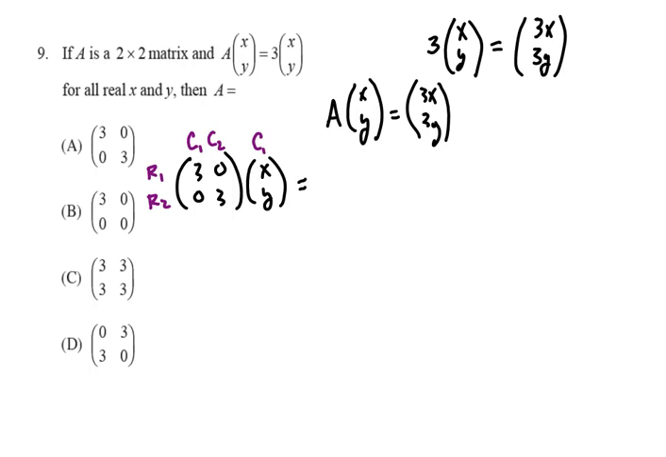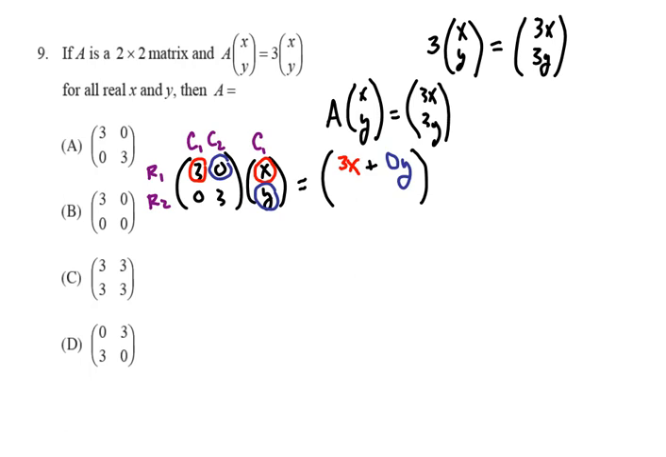Okay, so basically we're going to multiply 3 times x and then add to that 0 times y. So we've multiplied the first element in the first row times the first element in the first column. Then we multiplied the second element in the first row times the second element in the first column of the second matrix there. And we're going to do the same thing. Then we're going to move down to the second row.